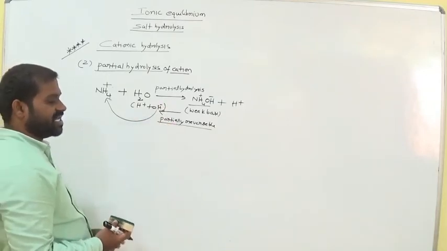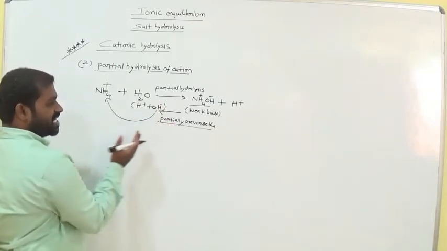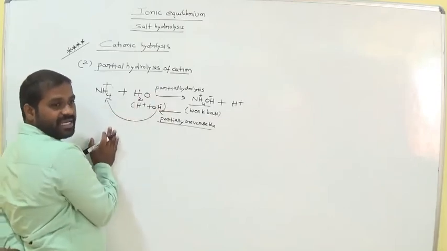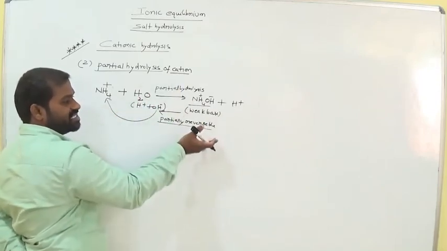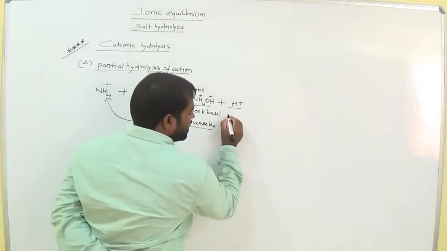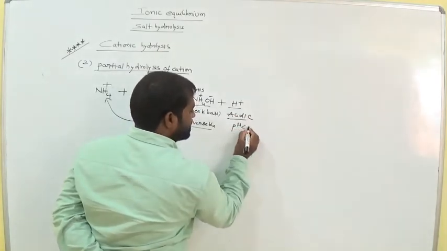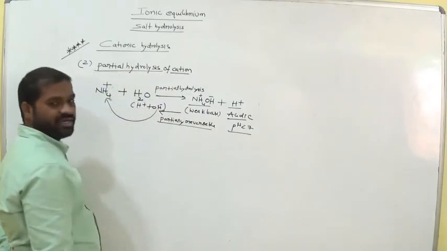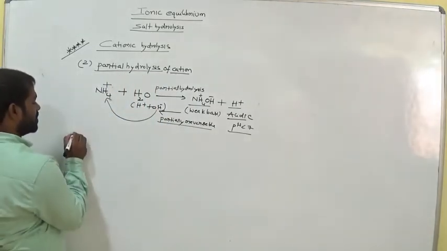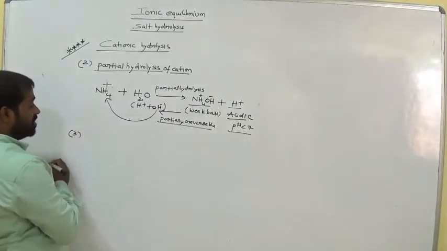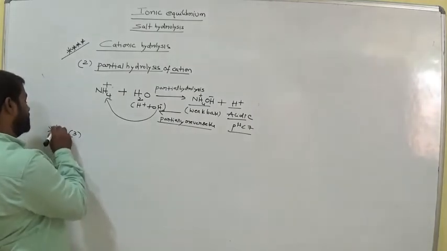Is it clear? Partial hydrolysis. It is partially reversed, which means the hydrolysis is not complete. That means it is partial hydrolysis. But it gives H+. What is the nature of the solution? Acidic nature. So pH is also less than 7. Remember this point. So now come to the third one. This is also very important.